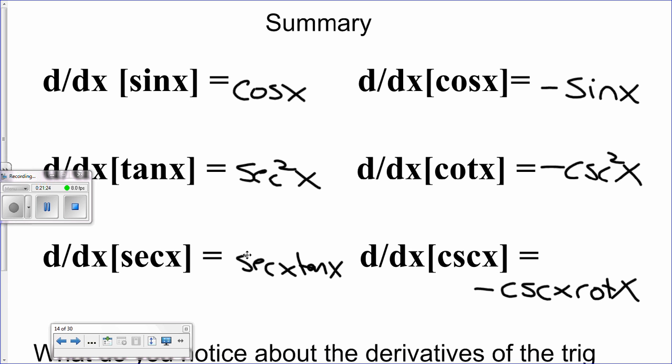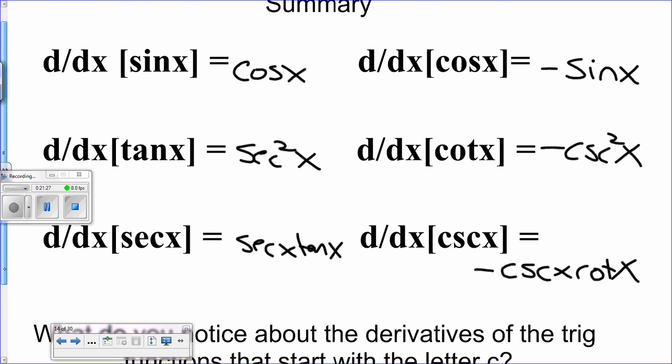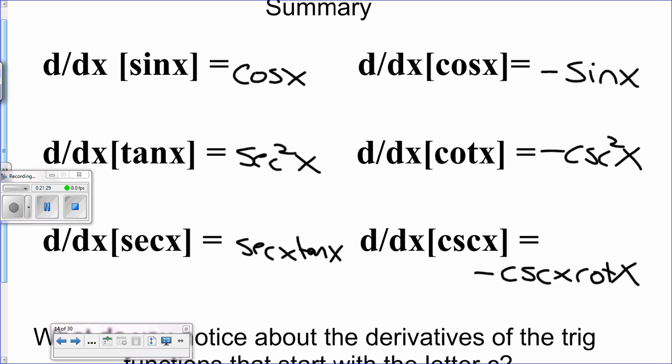What do you notice about the derivatives of all the trig functions that start with the letter C? They're all negative, right? Isn't that going to help us memorize? So if the trig function starts with the letter C, those are the ones that have derivatives that are negative. The other thing that I think is going to help you memorize: if you can memorize the derivative of tan x as secant squared x, it's the same thing for the cotan, just with a negative cosecant squared x.